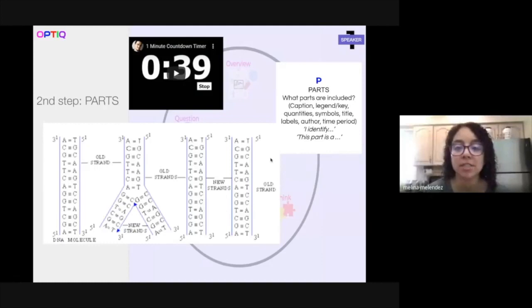So what are some parts included? Are there any captions, legends, keys, quantities, symbols, titles, labels, author, time period? So what do you identify? And just list them out or write them one at a time.